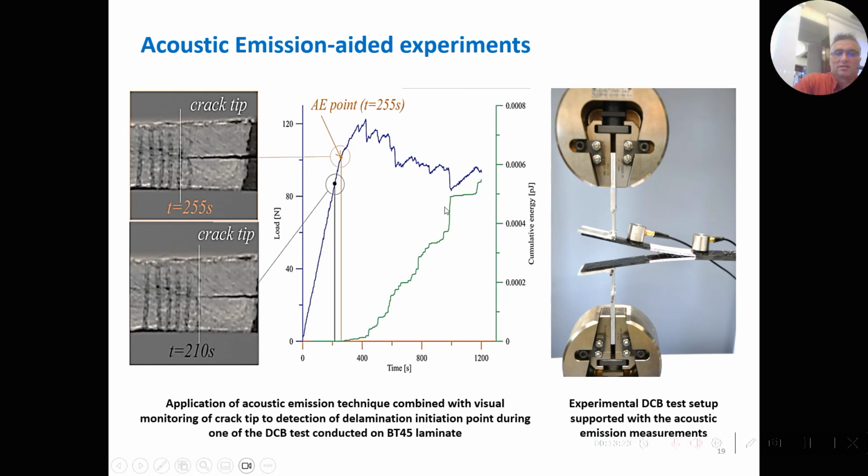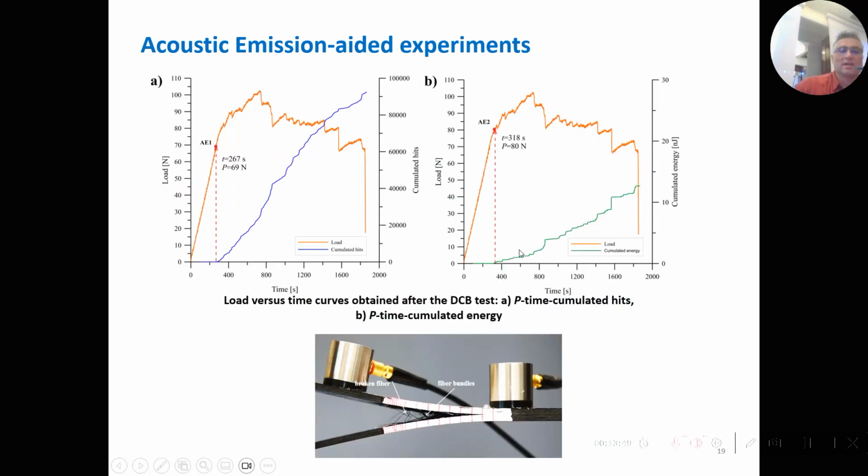The green line here is one of the parameters of the acoustic emission signal, which is cumulative energy. And you can realize that when the energy plot starts to grow up, there is the beginning of fracture, and in the end, it has quite a big value, even though the unit is quite small, picojoule.